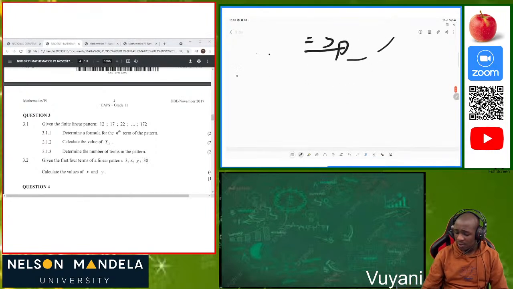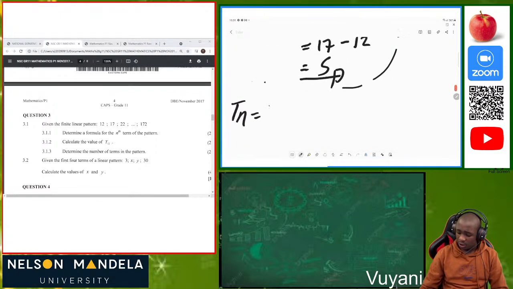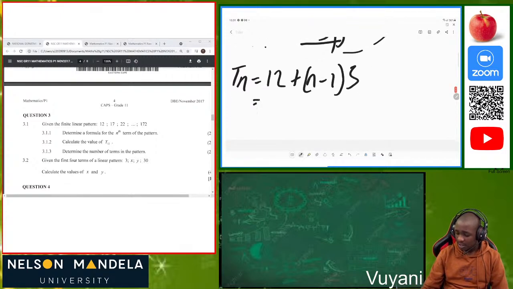That's easy. We know that Tn is equal to, what is our A? We said our A is 12, plus n minus 1. And what is our D? Our D is 5. Then after that we simplify this. Simplifying this is going to be 12, then 5 times n is 5n, 5 times negative 1 is negative 5.